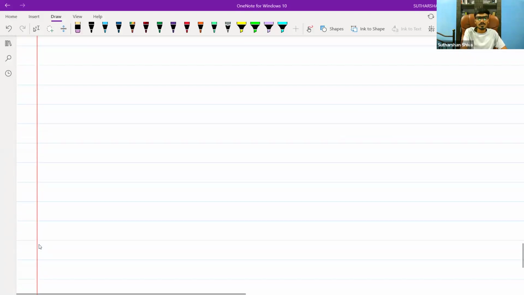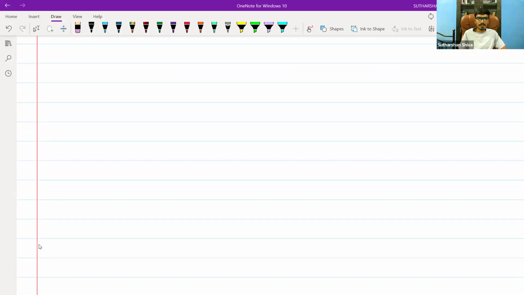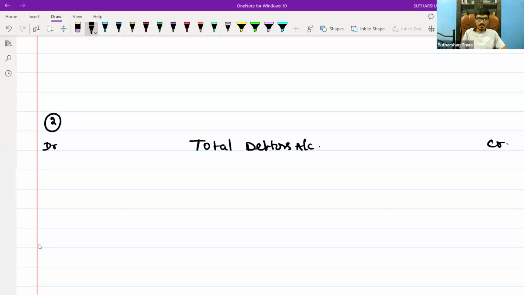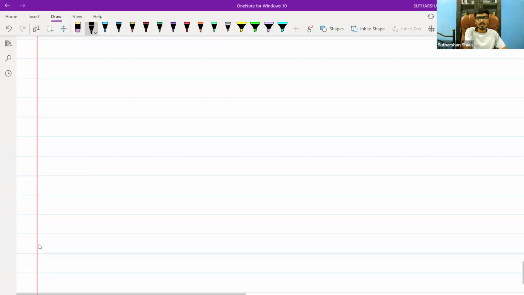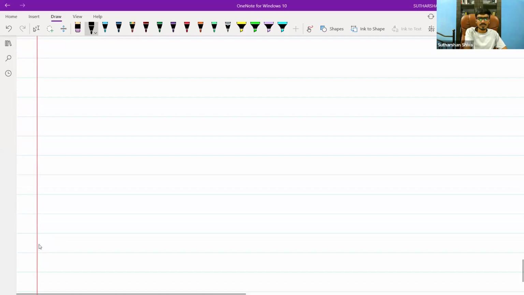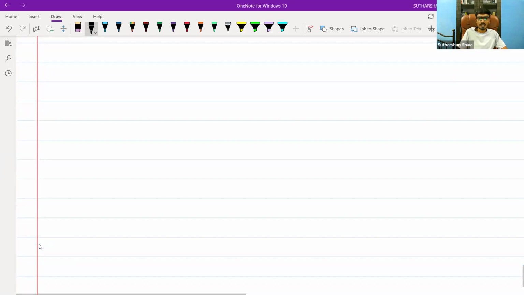So this is about your opening working notes. Then leave some line and write down your second working note. Second working note is based on your total debtors. Total debtors accounts, credit, debit. Then leave some space over there and then write down third working note.